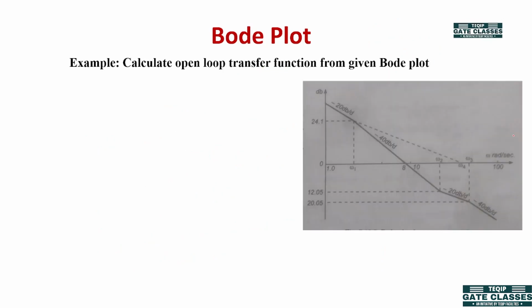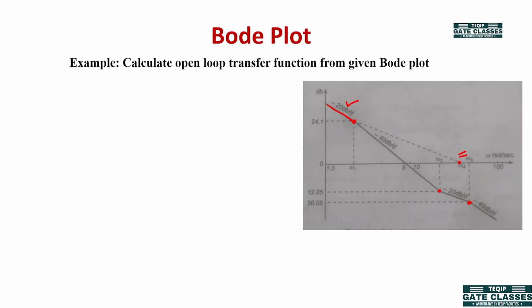Okay, so let's take another example. In this we will compute the open loop transfer function using the Bode plot. I hope you can see this graph. Here we have minus 20 dB per decade, and this line is crossing the 0 dB line at omega equal to 4. Okay, and then we have a slope of minus 40 dB per decade from omega 1 to omega 2 and then again minus 20.